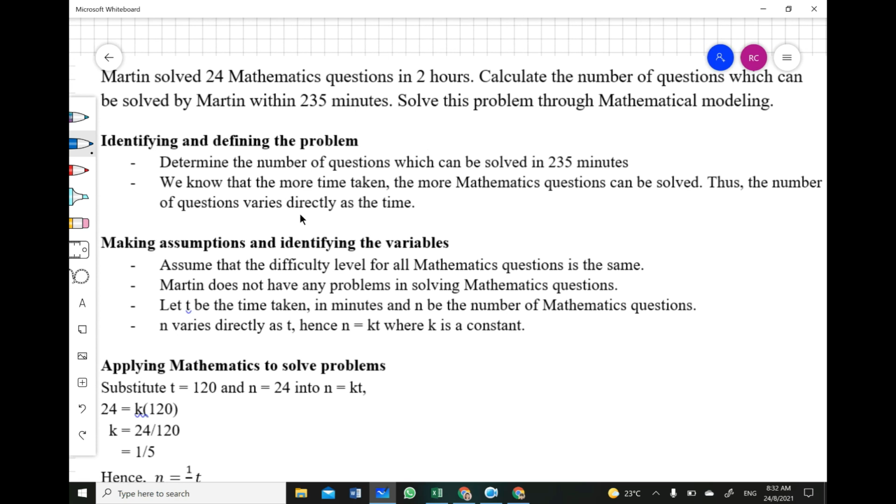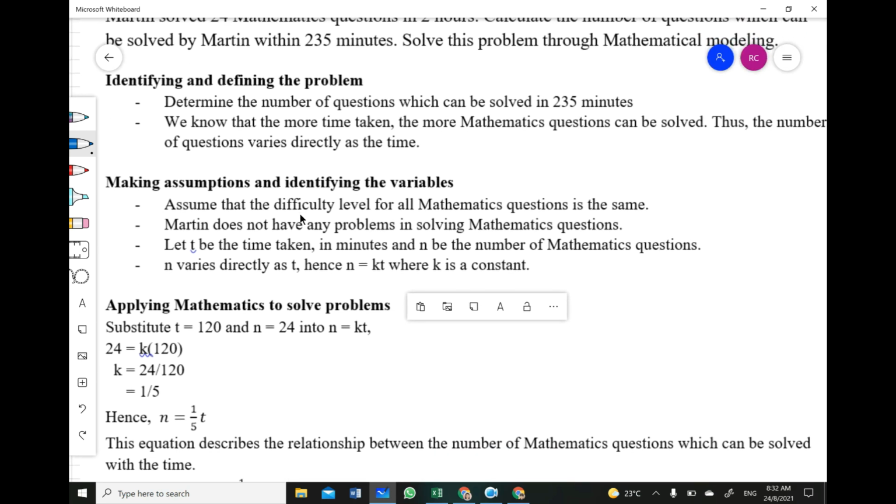Okay, for making assumptions and identifying the variables, first we assume that the difficulty level of all the mathematics questions is the same. Meaning there is no hard question or higher level question. And then Martin does not have any problems in solving mathematics questions. No problem means he understands all the syllabus very well. Okay, he doesn't get stuck.